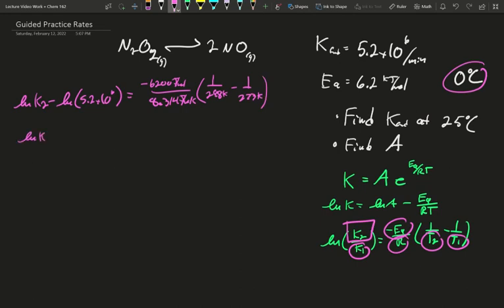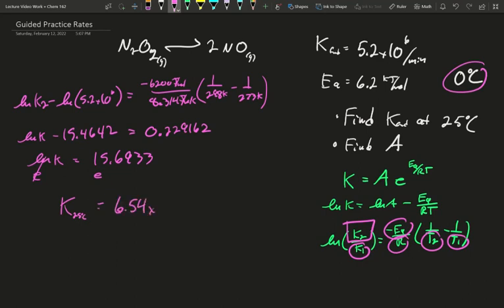We'll find that the natural log of k2 minus 15.4642 is equal to 0.229162. Add 15.46 to both sides. The natural log of k is going to be positive 15.6933. e to both sides. Our k at 25 degrees Celsius is going to be 6.54 times 10 to the 6. So we can find the rate constant at our higher temperature if we know the energy of activation and a reference rate constant and temperature.